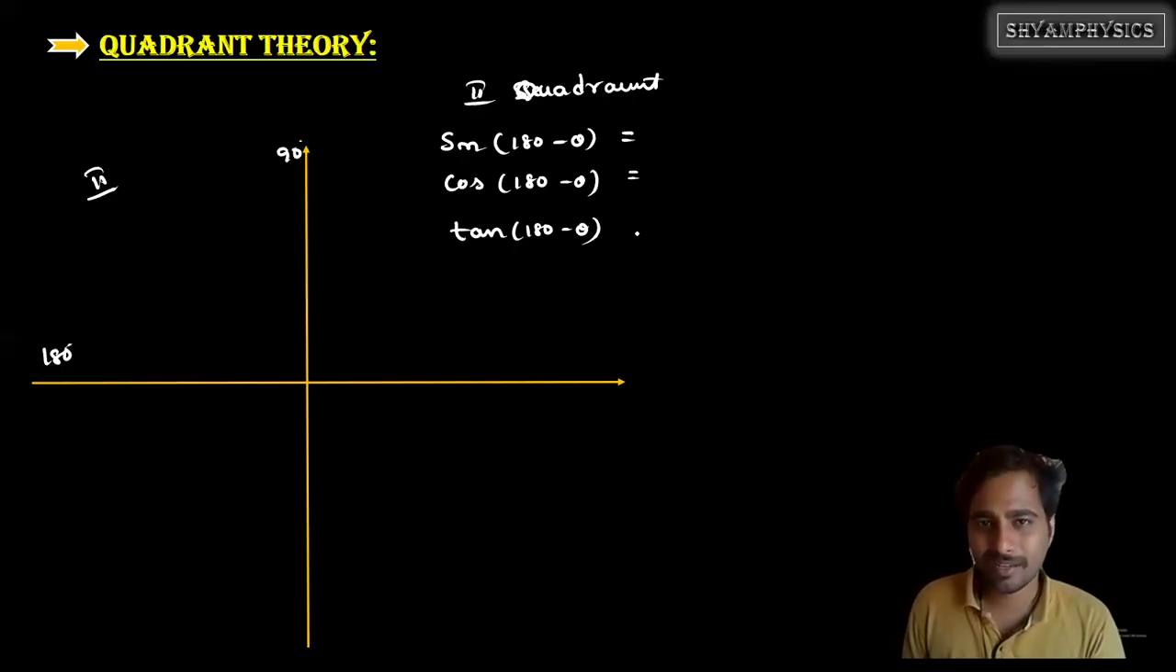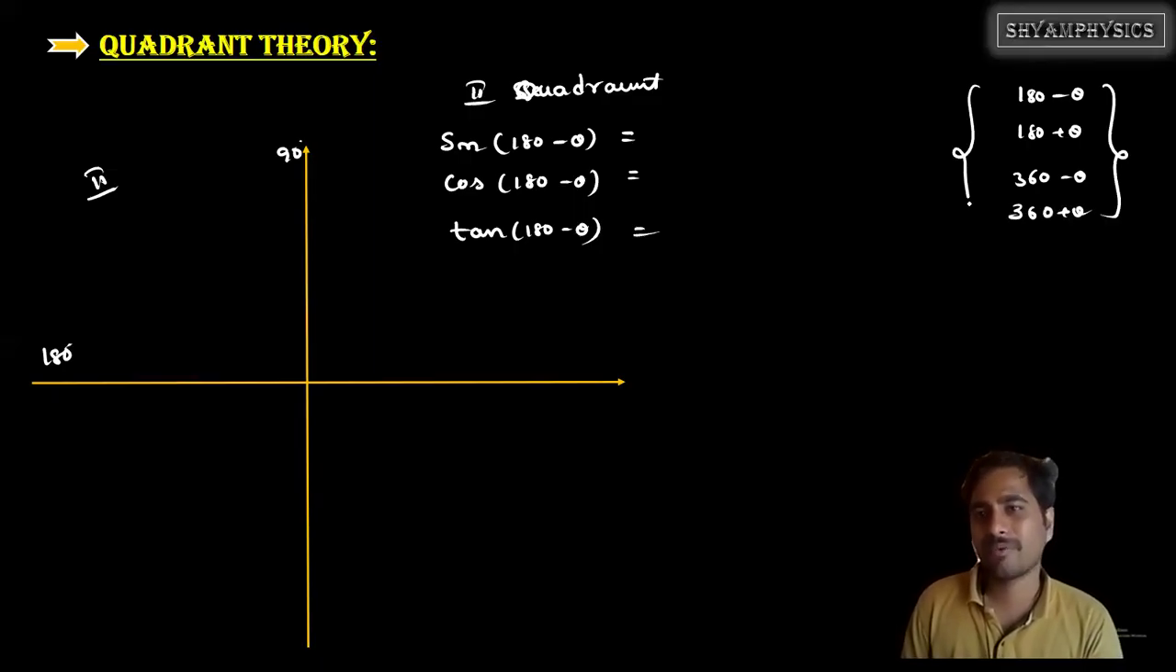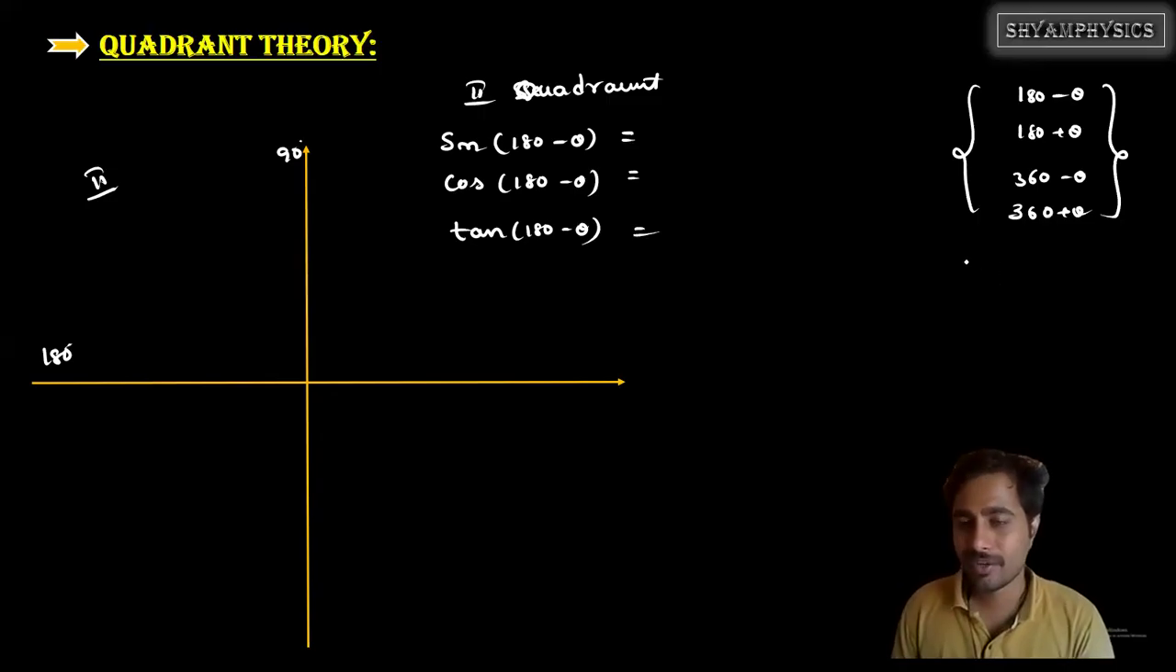Whenever 180 minus theta or 180 plus theta, or else 360 minus theta, or else 360 plus theta comes, in these cases, the 180 and 360 cases, we should not change the trigonometric function.